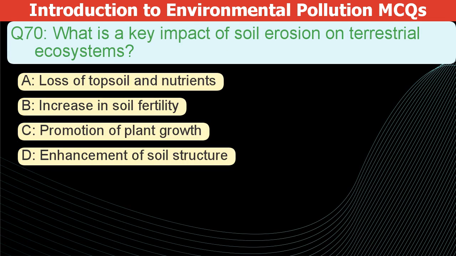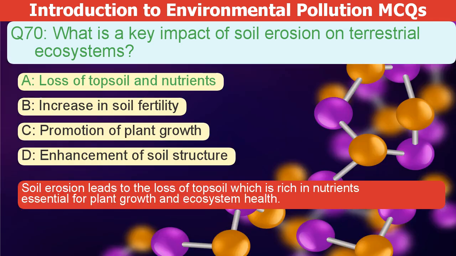What is a key impact of soil erosion on terrestrial ecosystems? A. Loss of topsoil and nutrients. B. Increase in soil fertility. C. Promotion of plant growth. D. Enhancement of soil structure. The correct answer is A. Soil erosion leads to the loss of topsoil, which is rich in nutrients essential for plant growth and ecosystem health.